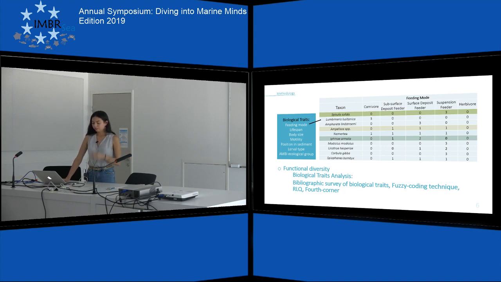And then I made use of this data for an RLQ and fourth corner analysis, which looked for non-random relationships in the data so that specific environmental parameters could be related to specific biological traits.